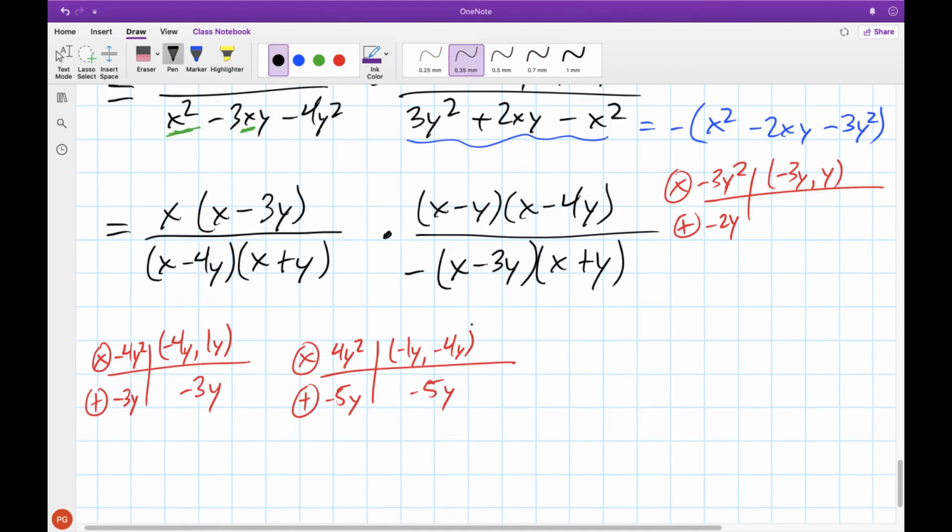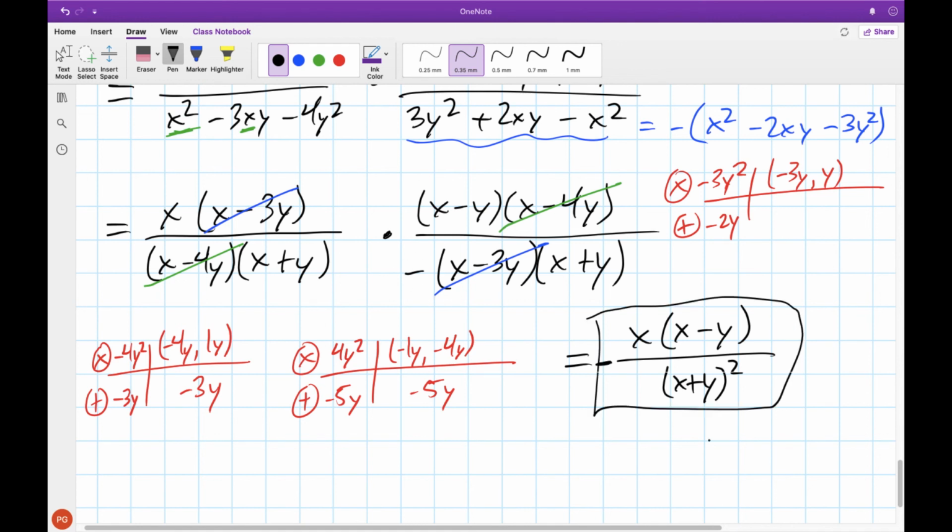That was definitely not easy, but from here, it's not too bad. Now we're looking to cross reduce. We've got an x minus 4y here and here, an x minus 3y here and here. Be careful, we have an x plus y on the bottom on both sides here, but those aren't going to cancel out. Now we just multiply whatever's left over. We've got x times x minus y on top, and x plus y squared on the bottom. Don't forget that minus sign. And there's our final answer.